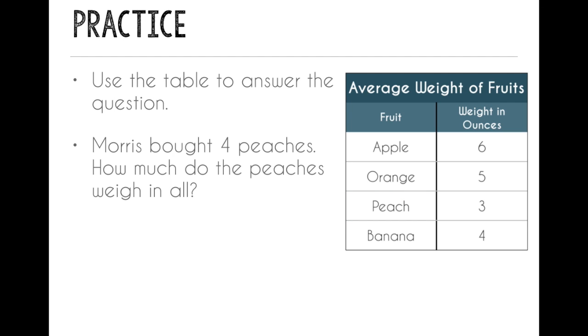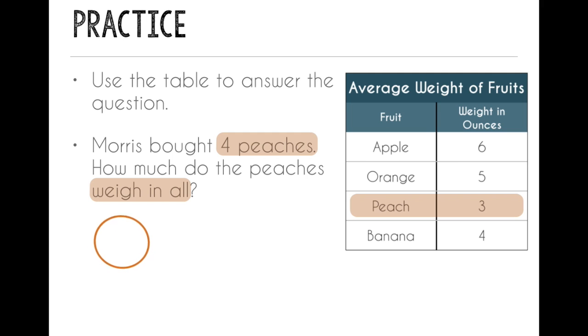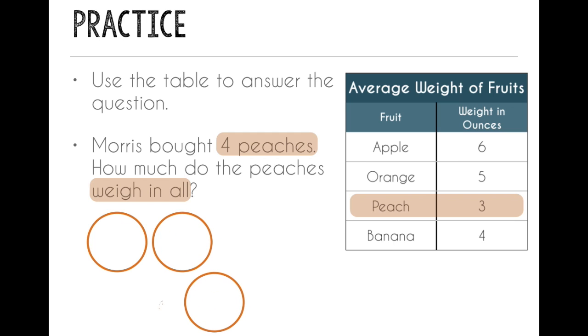Let's try another example. This time we're going to use the table to answer the question. Morris bought 4 peaches. How much do the peaches weigh in all? So I see that he bought 4 peaches, and I want to know about how much the peaches weigh. In all tells me I want the total weight of all 4 peaches. So I'm going to look at my table and find that the peaches weigh 3 ounces each. So I'm going to draw equal groups. I have 4 peaches, so I'm going to draw 4 groups. And I know that each peach weighs 3 ounces. So what should go inside each group? 3. I want to put 3 inside each group.